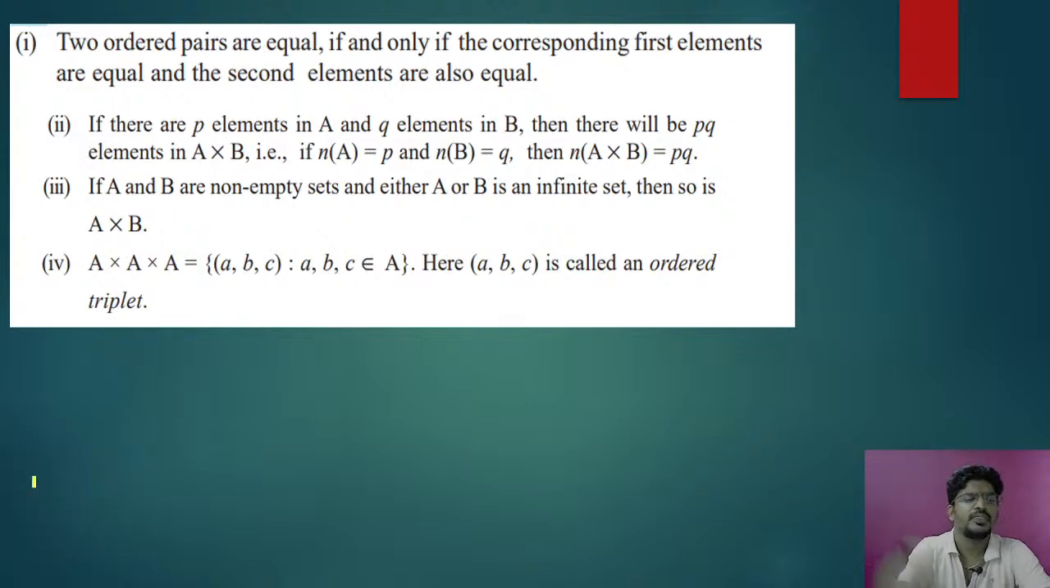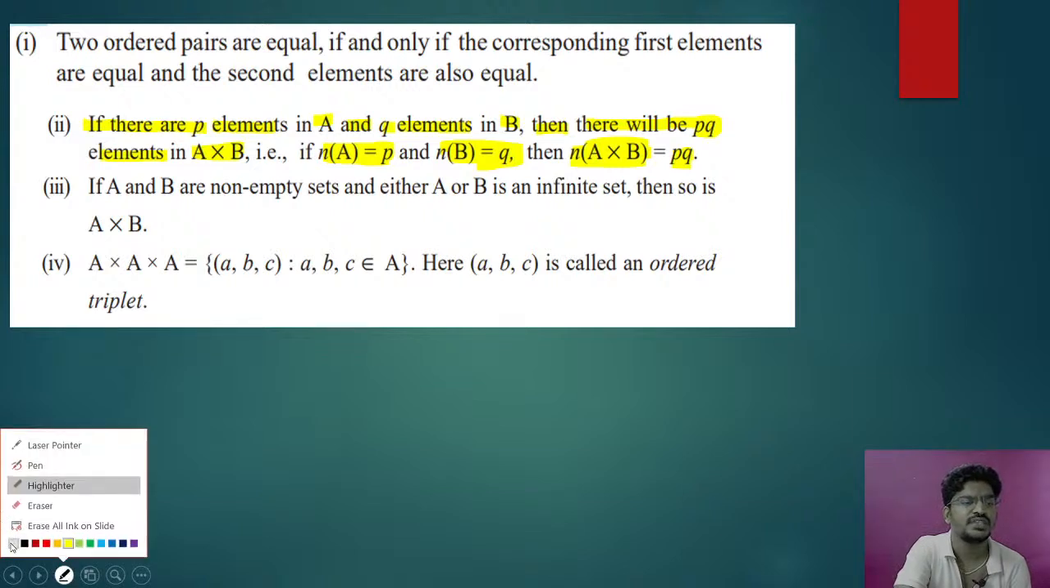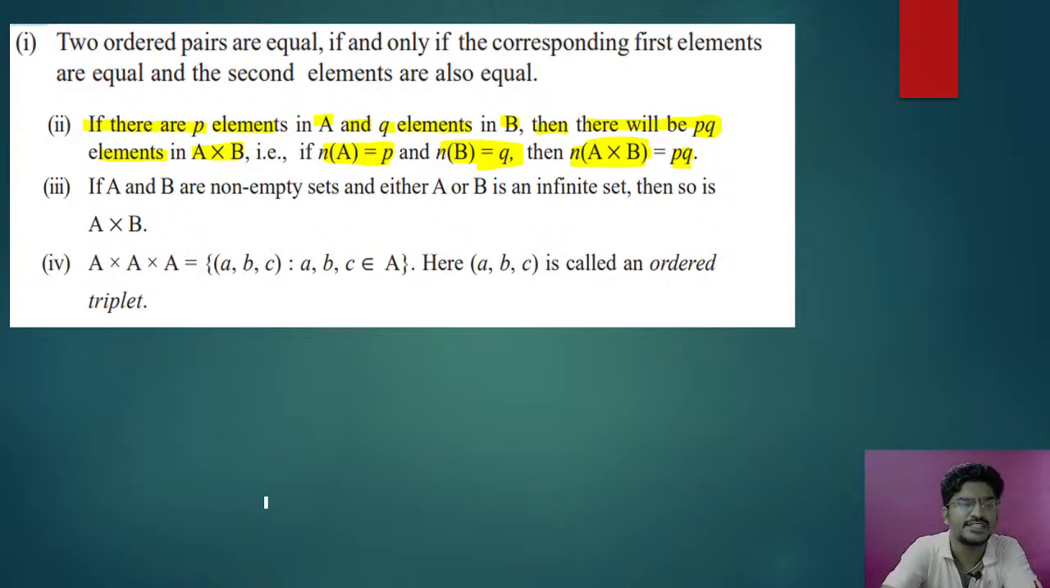See the second point, that is, if there are p elements in A and q elements in B, then there will be pq elements in A cross B. That we have already seen. n(A) has p elements, n(B) has q elements, n(A cross B) has pq elements. So that is what we have already seen, that there are 9 elements in A cross B, that is, n(A) has 3 elements and n(B) has 3 elements. So already on this we have seen the example.